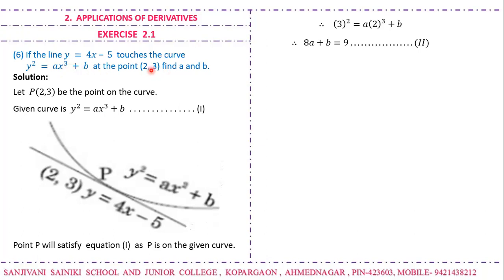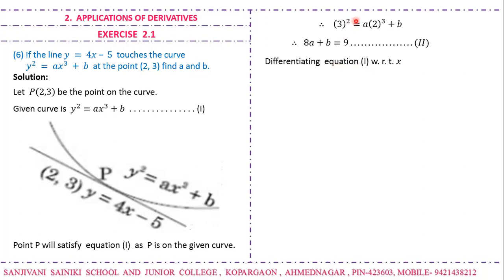So we will put the coordinates of this point in the equation of the curve. 3 square is equal to 2 cube a plus b, that means 8a plus b is equal to 9. This is our equation number 2. Now this point also lies on this given line, and from that also we can find an equation in terms of a and b.